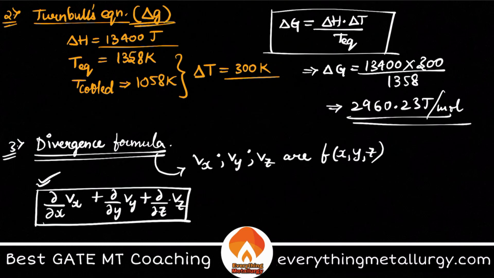They gave various other things to confuse you, but the divergence is this. How did we get it? Just using the dot product of the vector with ∂/∂x i plus ∂/∂y j plus ∂/∂z k. The same formula you use for gradient, but gradient gives you a vector from a scalar field, whereas divergence forms a scalar quantity from a vector field. So this is one basic difference that you need to remember.